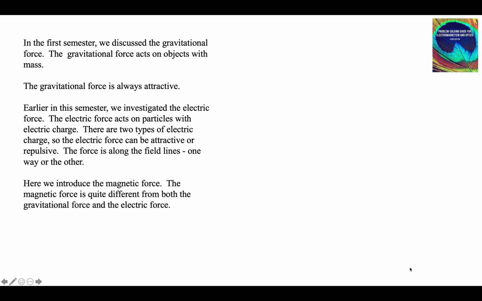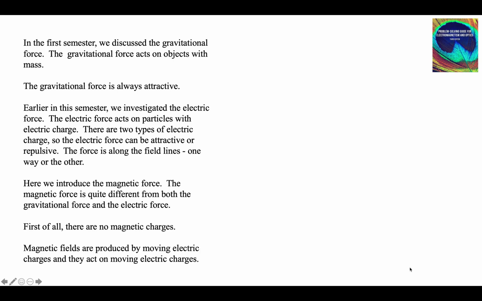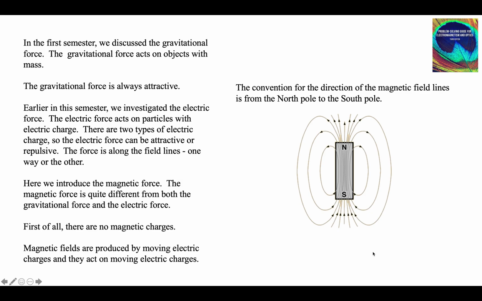The magnetic force is quite different from both the electric force and the gravitational force. First of all, there's no such thing as a magnetic charge. Magnetic fields are produced by moving electric charges, and they act on moving electric charges. If a charge is sitting still in a magnetic field, it doesn't feel a force. It has to be moving. The convention for the direction of the magnetic field lines is from the North Pole to the South Pole, like this.